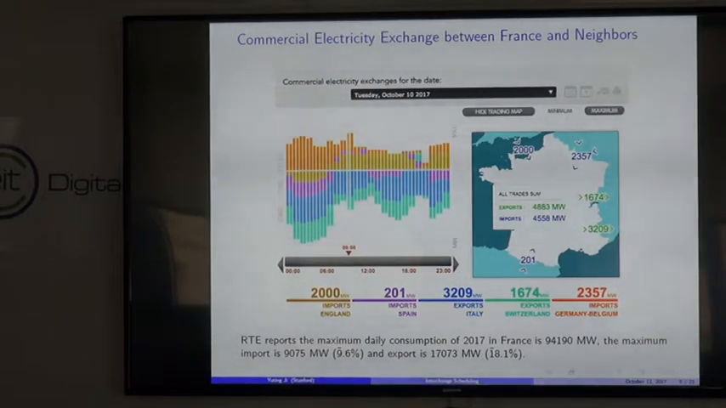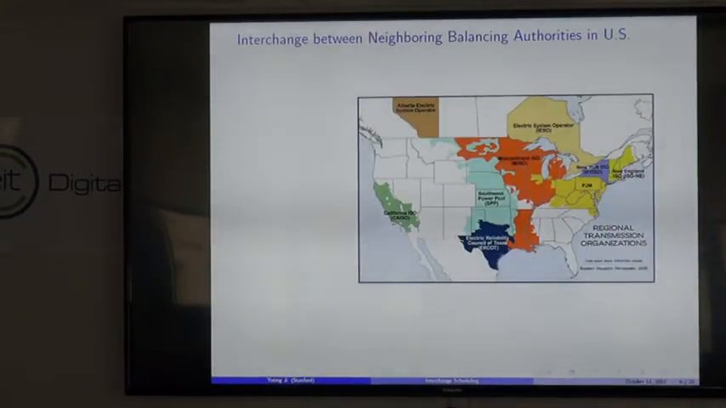So by that I mean import and export are a substantial fraction of the daily consumption. So that means you have to be careful about how much import and export you should schedule between your neighbors. Similar import or export, that's what we call interchange, because it's not really across countries. Here we call them neighboring balancing authorities. You can think of it as a country, but it just consists of several states in the US.